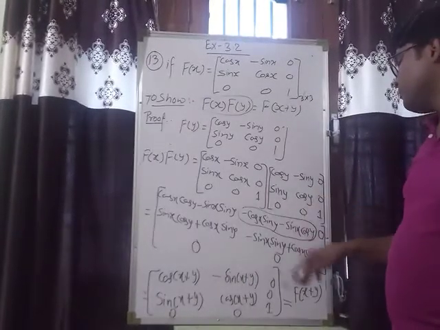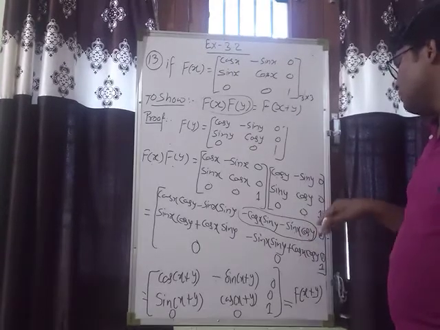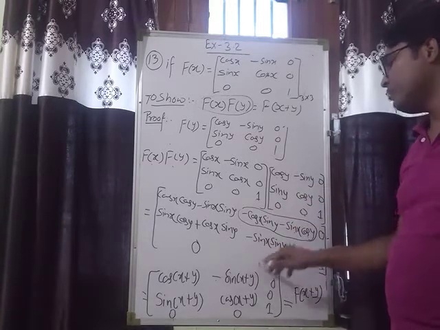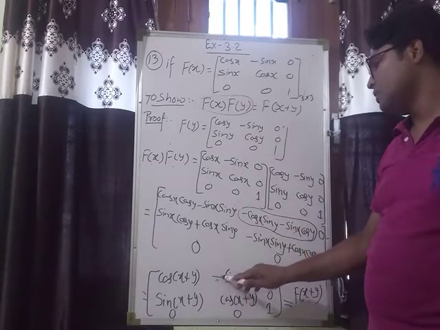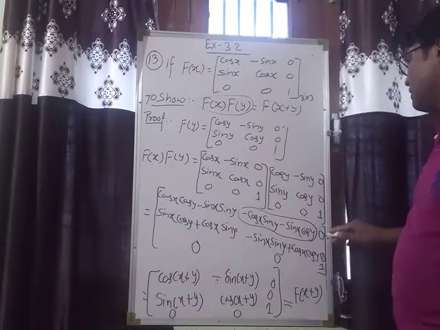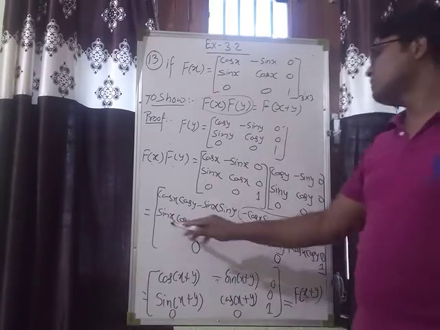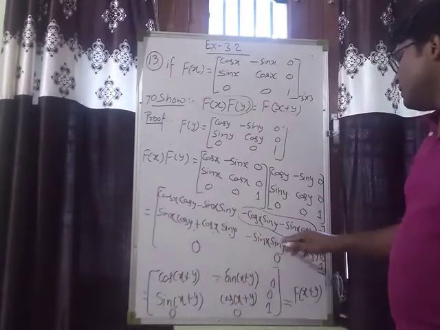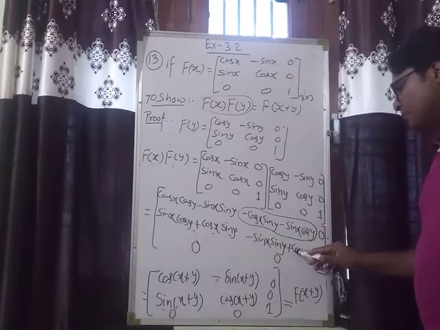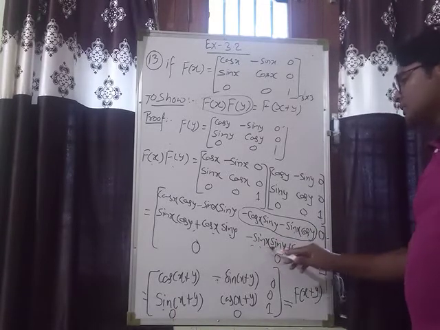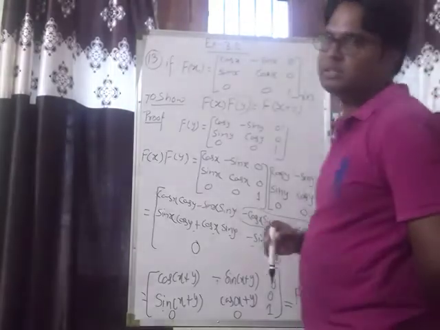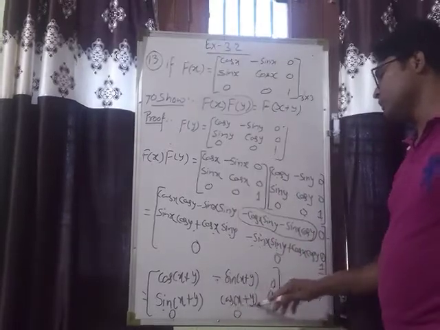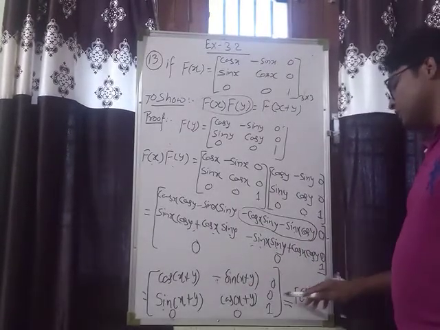So that is the minus sign, and the formula sin(x plus y) there. Now sin x cos y plus cos x sin y is sin(x plus y). And from here you can see this is of the form cos x cos y minus sin x sin y, which is cos(x plus y). Here, and that is 0.